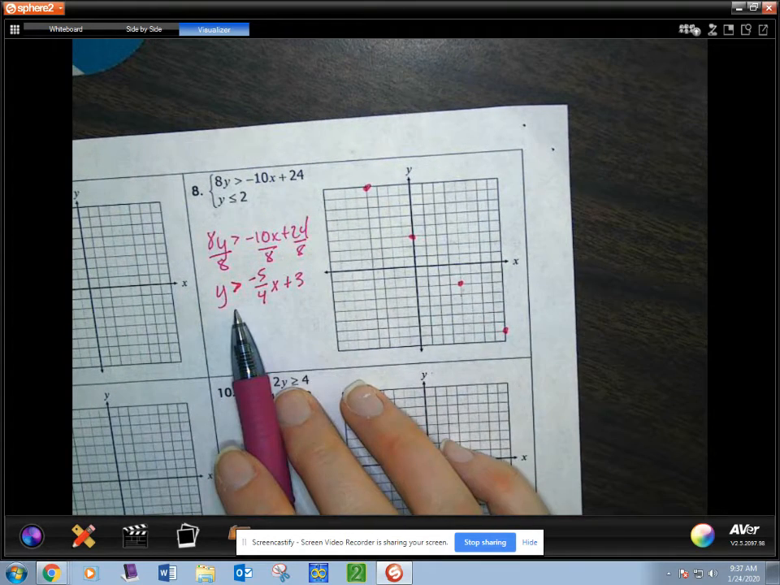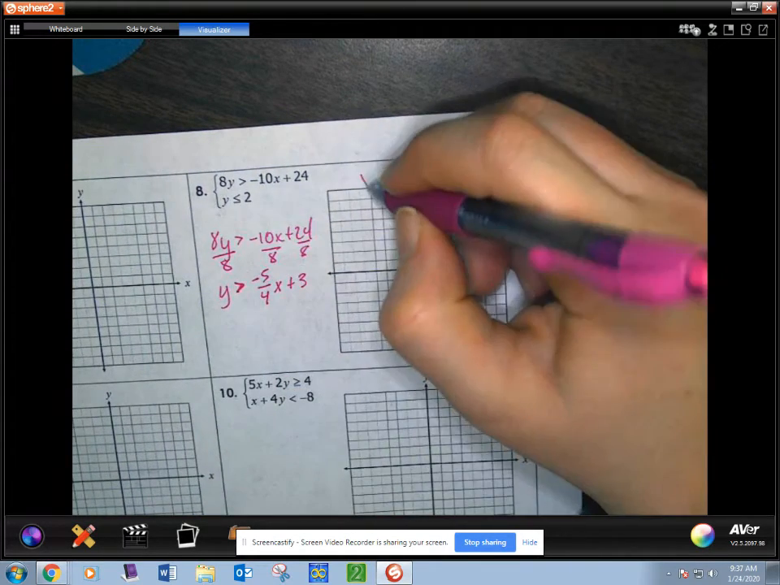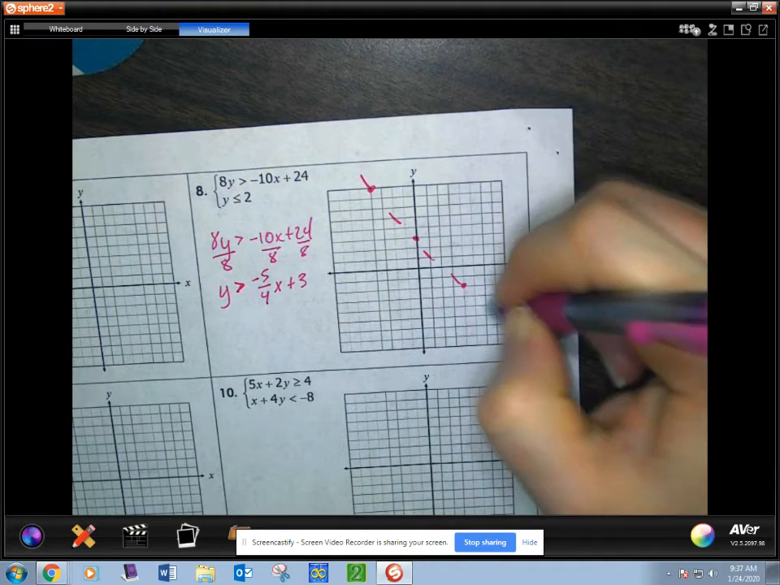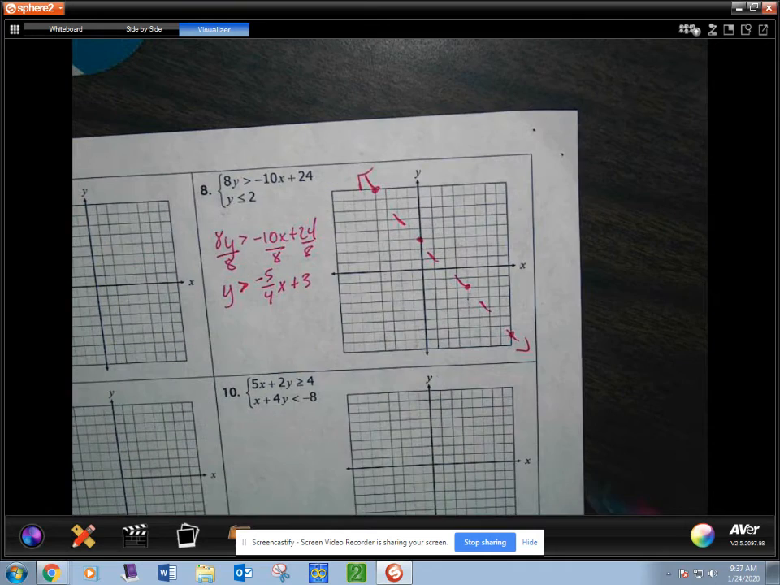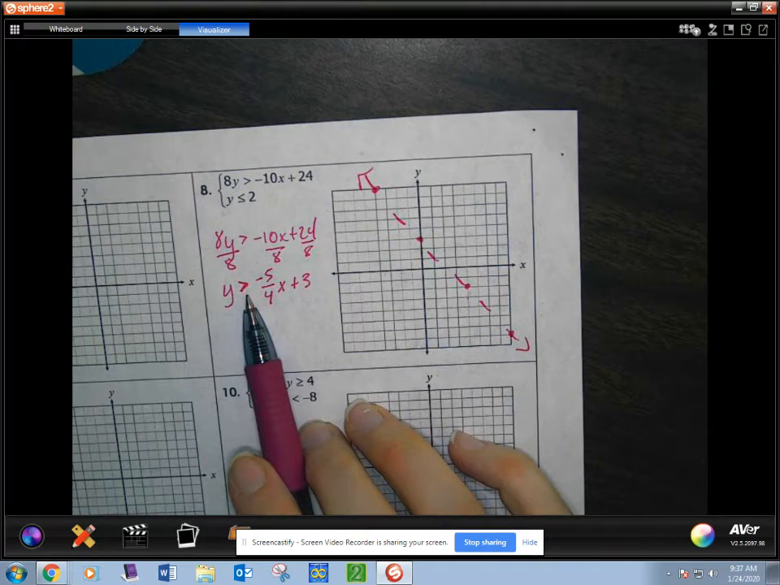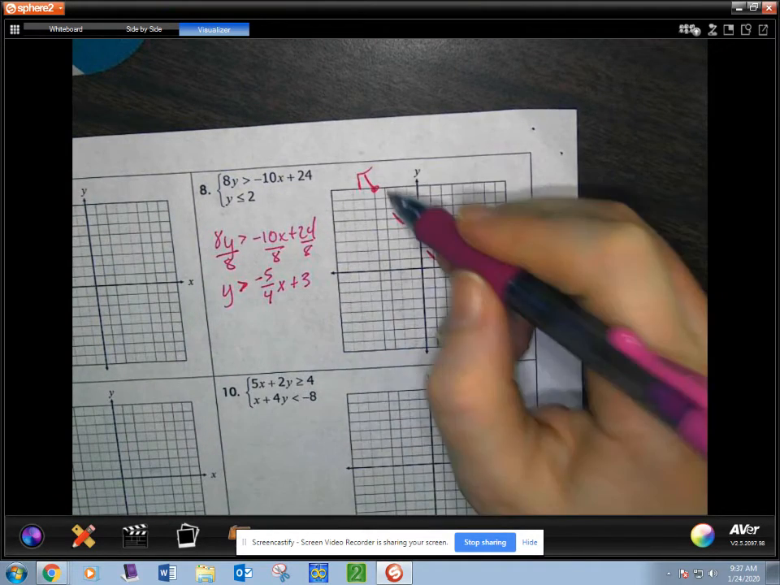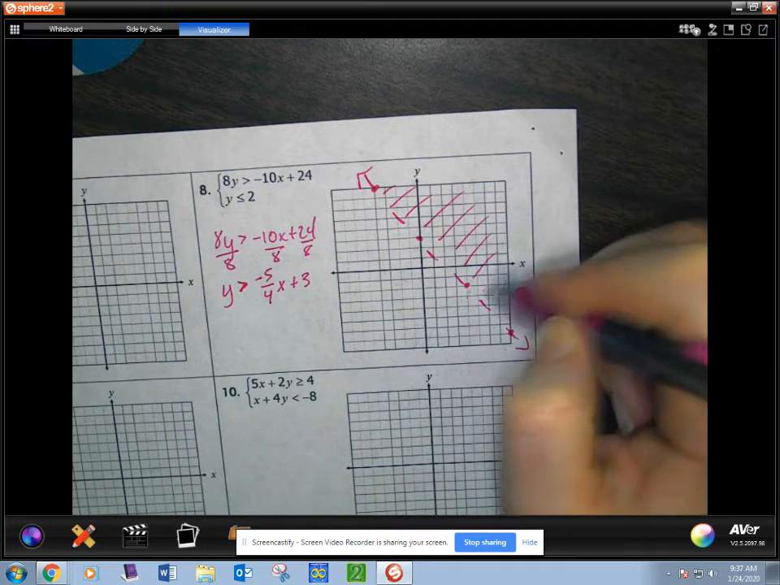Okay, if you need to flip back to the front for your cheat sheet, this is a dashed line. Okay, since this is dashed, this is a greater than. We want to shade above. So if this is my hill, the above would be where we walk, which is over here.